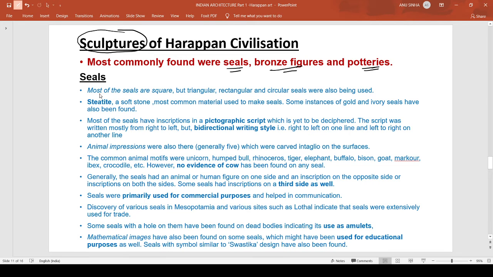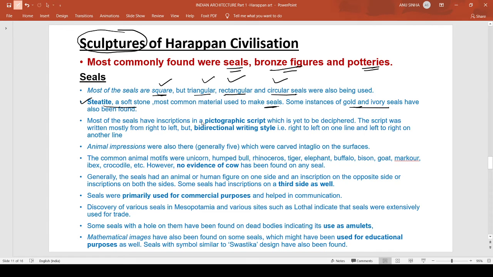So coming to seals. Most of the seals are square, but triangular, rectangular and circular seals were also being used. So we have found all types of seals, but most of them were square. Steatite, a soft stone, was the most common material used to make seals. Some instances of gold and ivory seals have also been found.